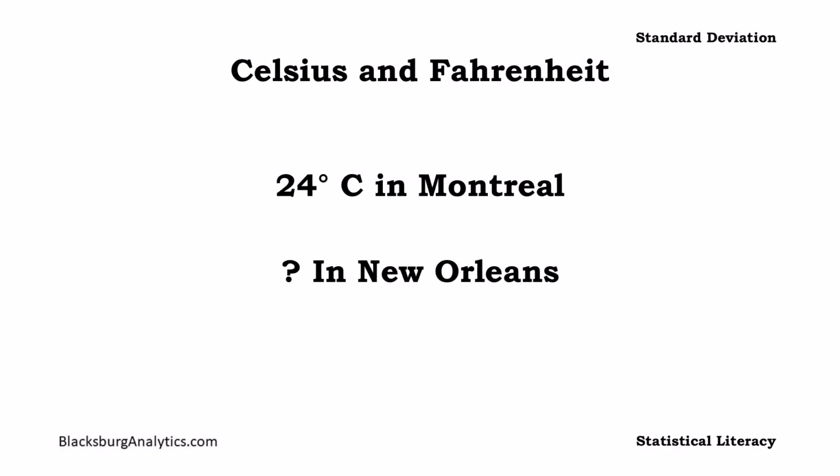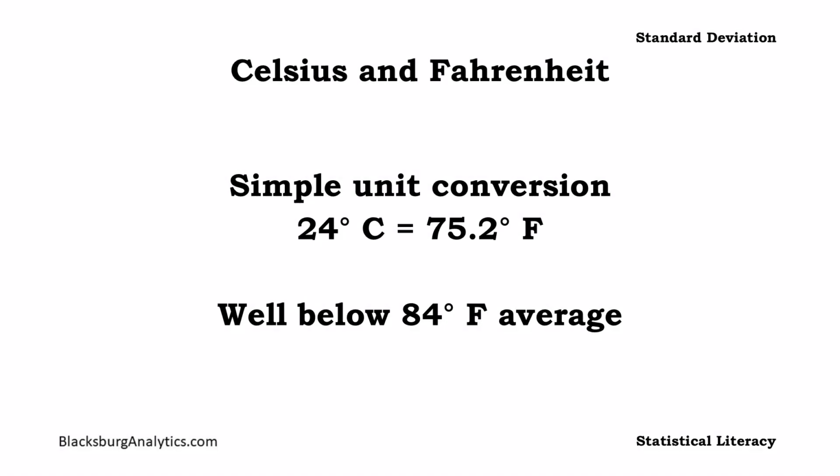How does a temperature of 24 degrees Celsius in Montreal compare to a temperature in New Orleans? A simple unit conversion of degrees Celsius to degrees Fahrenheit shows 24 degrees Celsius is equal to 75.2 degrees Fahrenheit. That's 9 degrees Fahrenheit below the average New Orleans July temperature of 84 degrees Fahrenheit. The weather in these two places is very different. A simple unit conversion won't work.